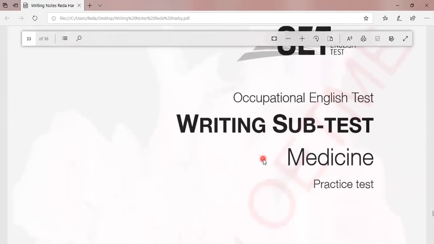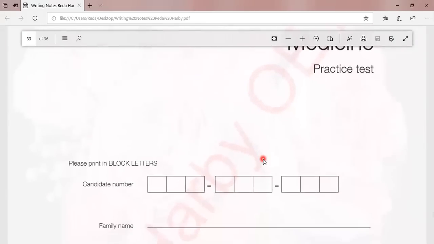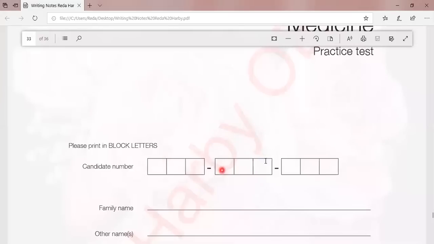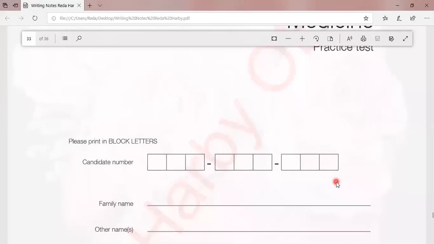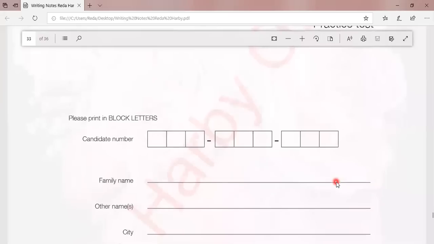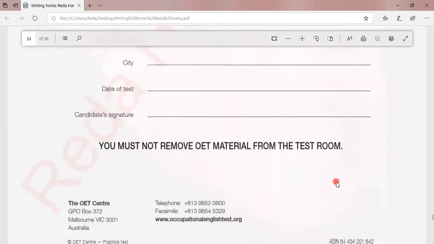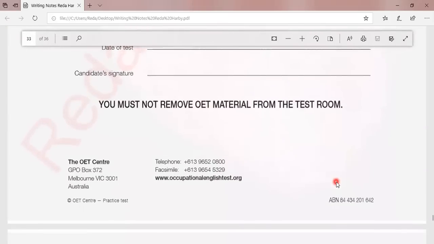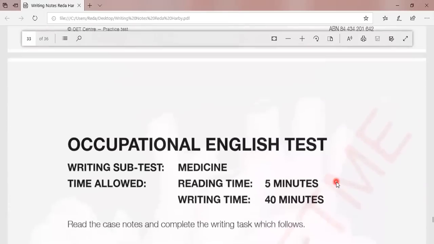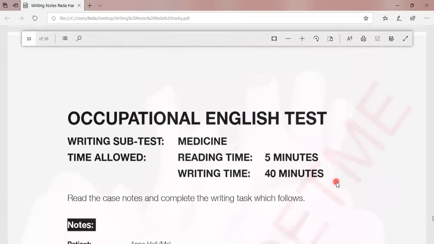This is the true writing subtest, a sample test writing. You will write down your candidate number. You will write down your family name, which is your last name, like Ahmad, Muhammad, Ibrahim. So Ibrahim is the family name. Then the city, the date of the test, and the candidate signature.